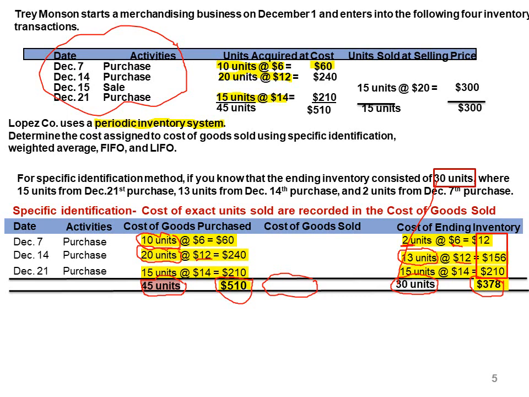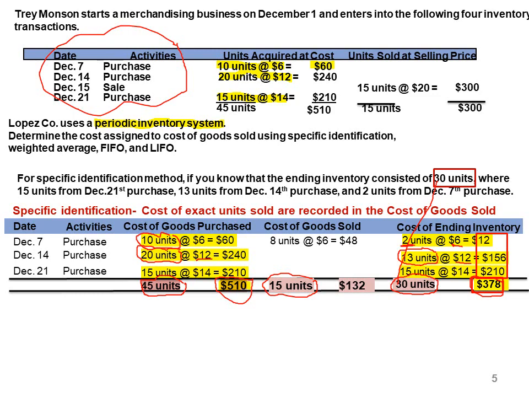So we are going to list all the purchases that we made during this month. On December 21st, we have 15 units purchased, and each was purchased for $14, so we will have a cost of $210. The total, as you can see, is $510. This is the total cost of goods purchased. And then we will start to refer to the information that we have regarding the specific identification. It's given that ending inventory consists of 30 units.